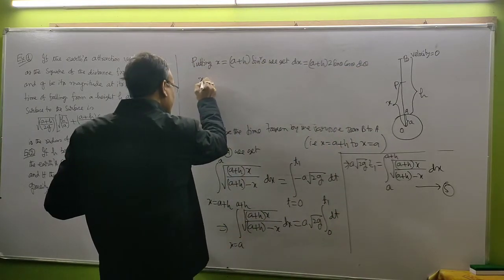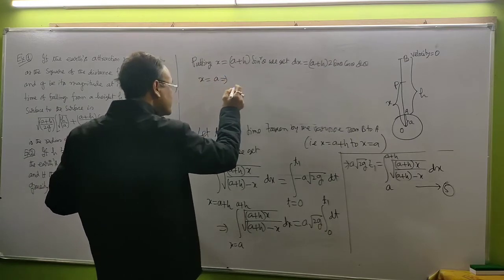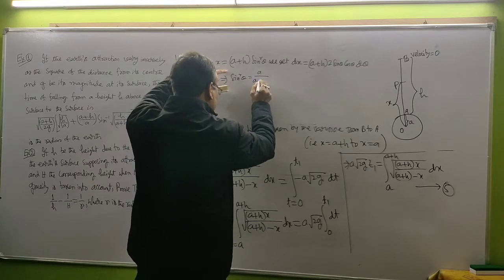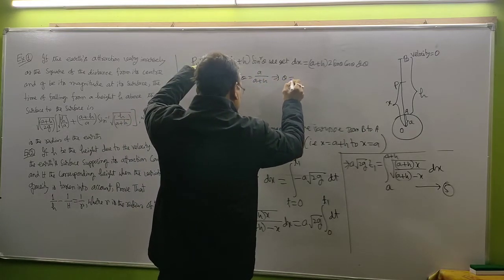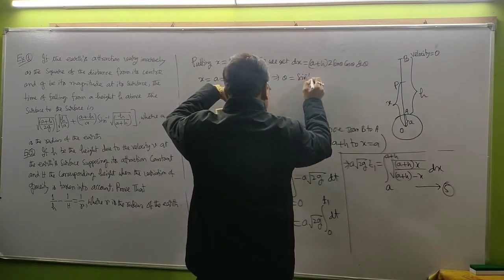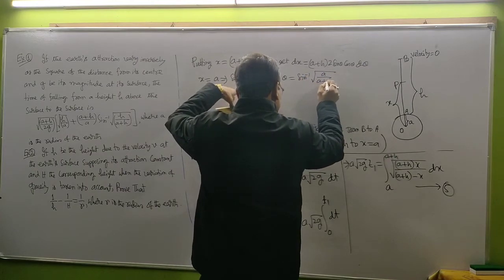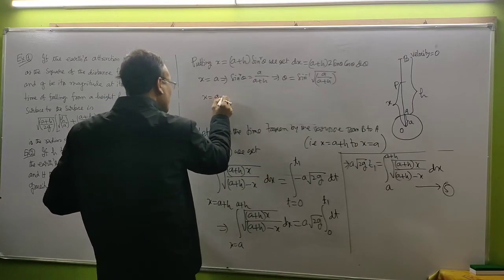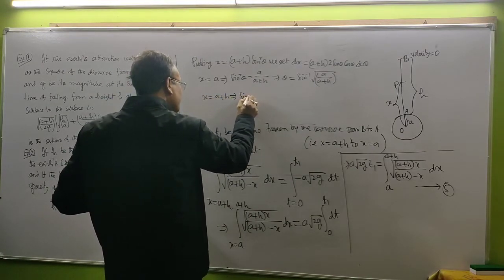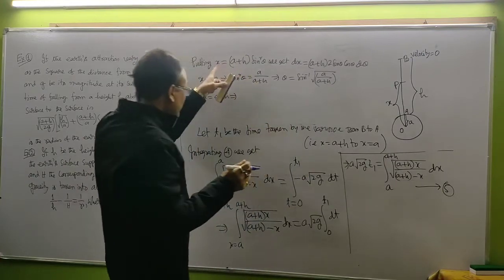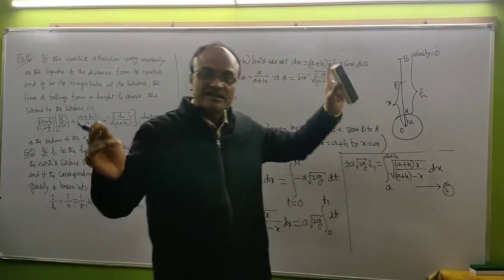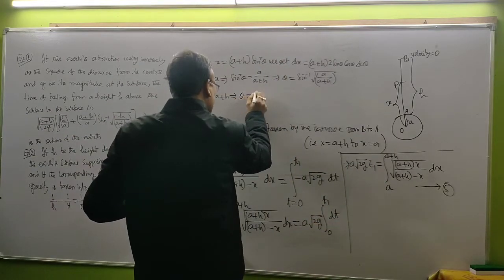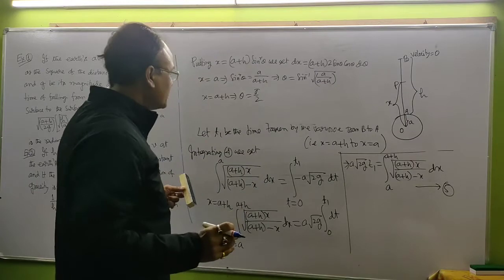X equal to a implies sin square theta equal to a divided by a plus h, which means theta equals sin inverse root over a by a plus h. Is not it? X equal to a plus h implies this a plus h will be cancelled, sin square theta equal to 1, so theta will be equal to pi by 2.